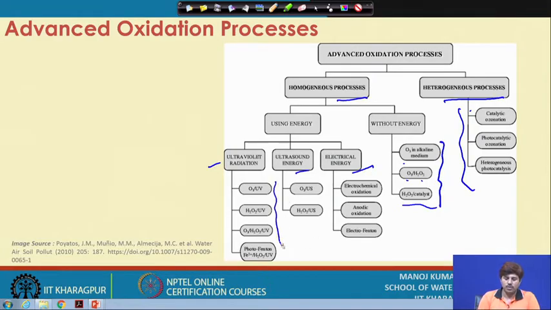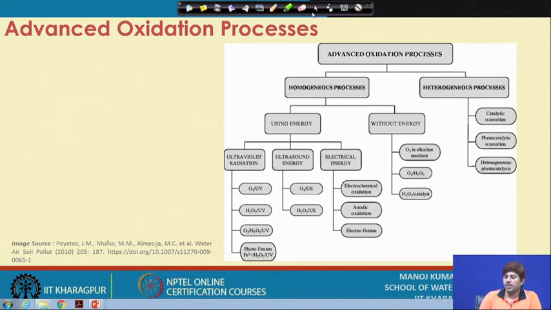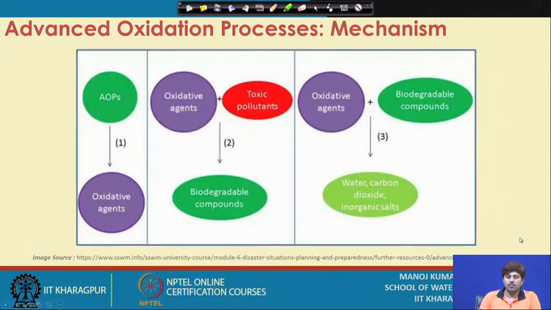So ozone UV, H2O2 UV, ozone H2O2 UV, photo-Fenton, or ozone and ultrasound energy, H2O2 and ultrasound energy, or electro-Fenton process, anodic oxidation. So, there are all these processes. These different processes eventually target to generate the OH radical, which can then be used for the process.